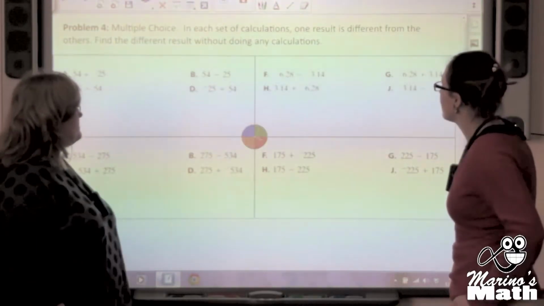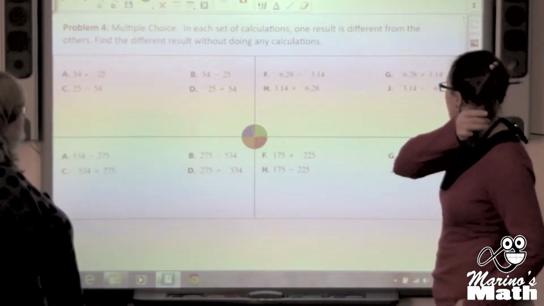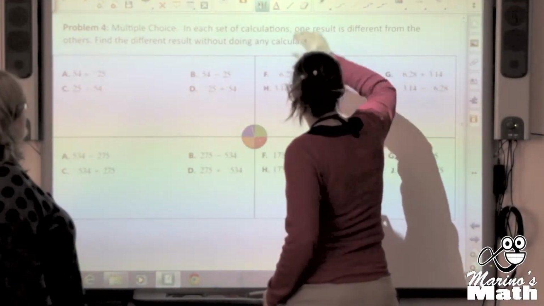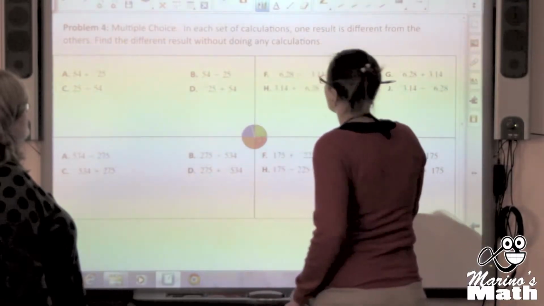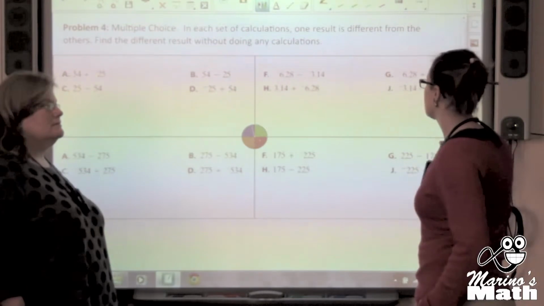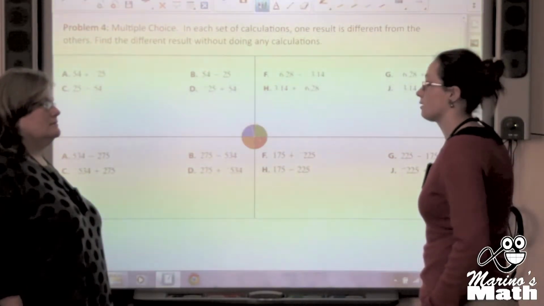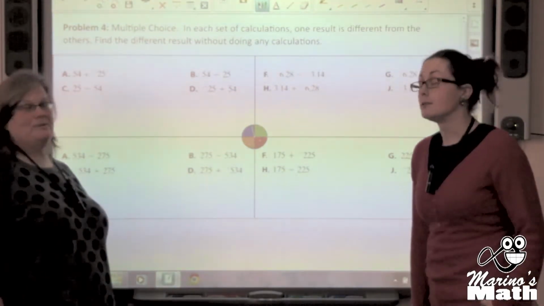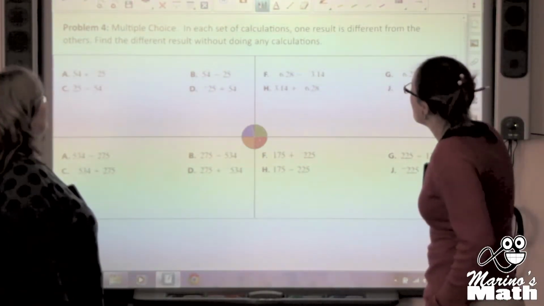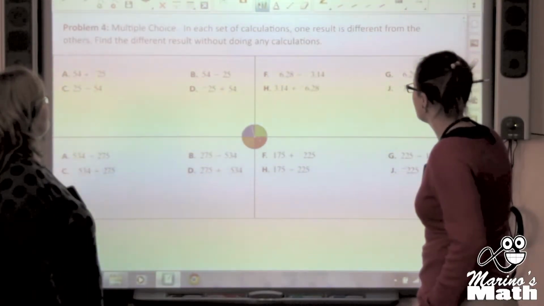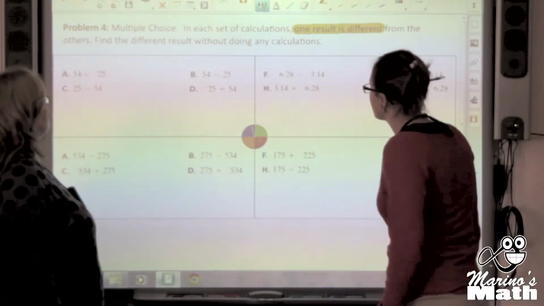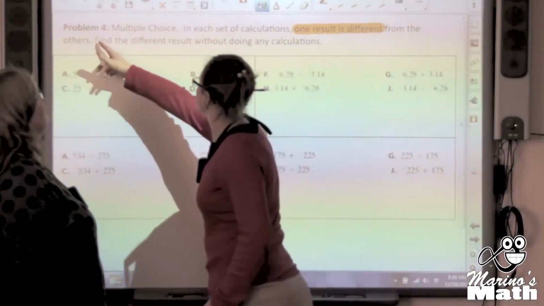All right, here we go. These are multiple choice problems, and I had Ms. Lemon come in for the last weekly, and one of the things that we did is we close read and annotated our problems, because a lot of the times you read the problem and then you go, I don't know what it means, because you just read right over it. Or some people don't even read it at all, and they just start doing things to numbers because they're in math. So you got to read. Multiple choice. In each set of calculations, one result is different from the others. Find the different result.